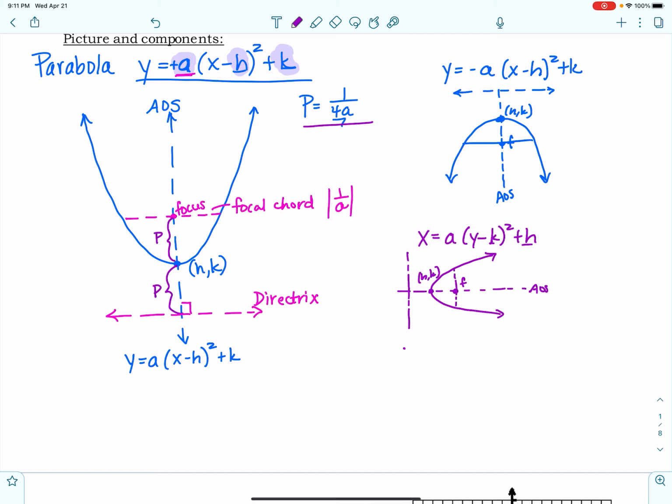All right, so what if x equals negative a times (y minus k) squared plus h? That opens to the left, just like that. Axis of symmetry, directrix, focus, vertex, focal chord. Just like that. That is just the general information about a parabola. In other videos, we will do specific examples.